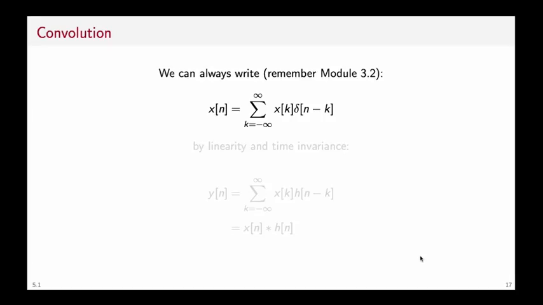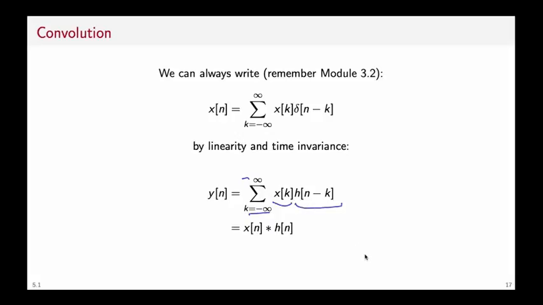In general, remember that we can always write x of n, a generic discrete time sequence, as the sum for k that goes from minus infinity to plus infinity of a sequence of time delayed deltas scaled by the values of the sequence itself. So this probably seemed like a futile exercise in module 3.2, but now we see the usefulness of this representation, because by linearity and time invariance we can express the output as the sum from k that goes from minus infinity to plus infinity of the values of the sequence times the impulse response, time reversed and delayed by n.